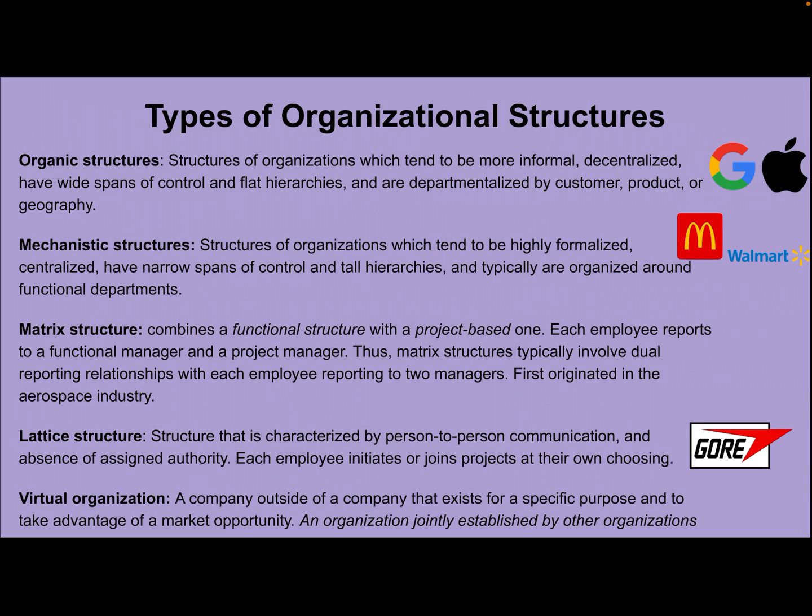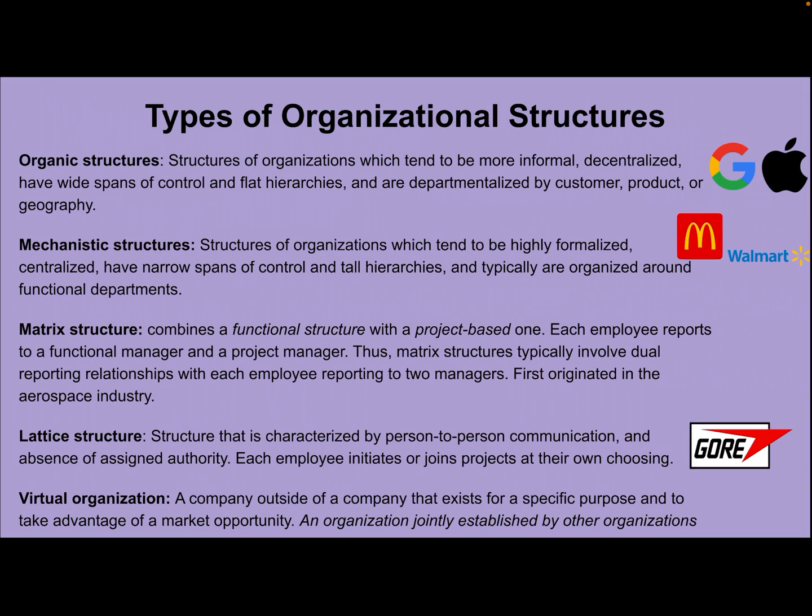And normally companies that really want to guarantee the lowest price, the rock bottom prices, are going to go with the mechanistic structures because they're more focused on getting the production out than they are about their employees being satisfied and all of that. So two examples of mechanistic structures that exist today are McDonald's and Walmart.